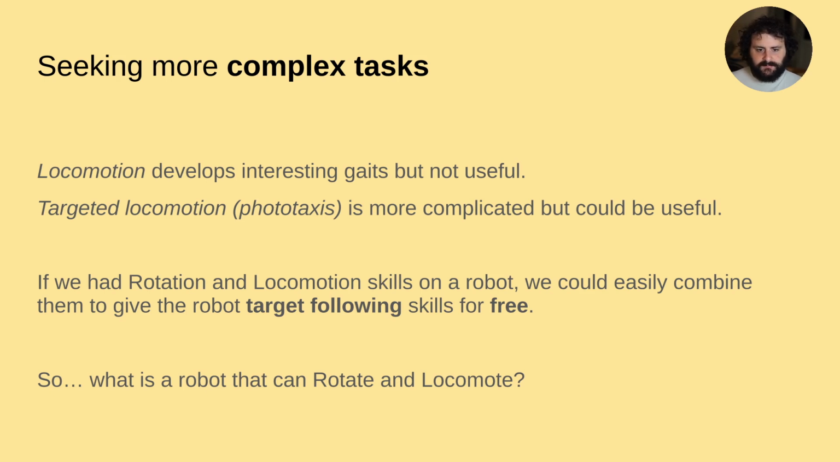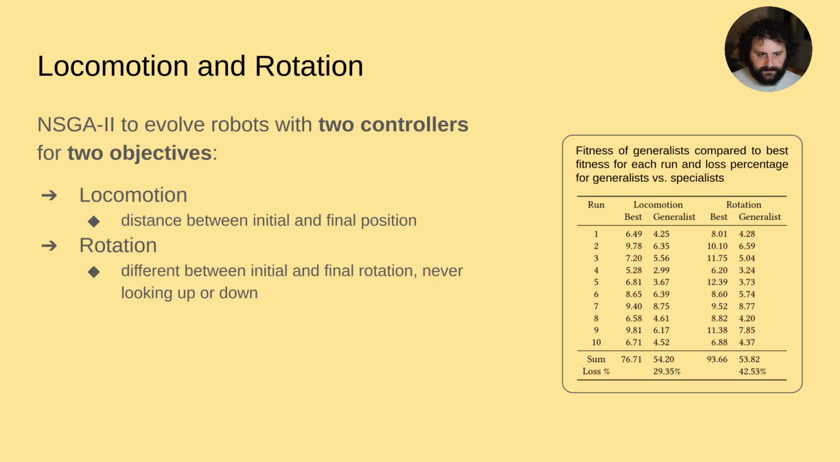So the next question is, can we do it? Because we evolved different morphologies for rotation and for locomotion and they resulted in different robots. So what is a robot that can do both behaviors? And that's really the core of the question of this work.